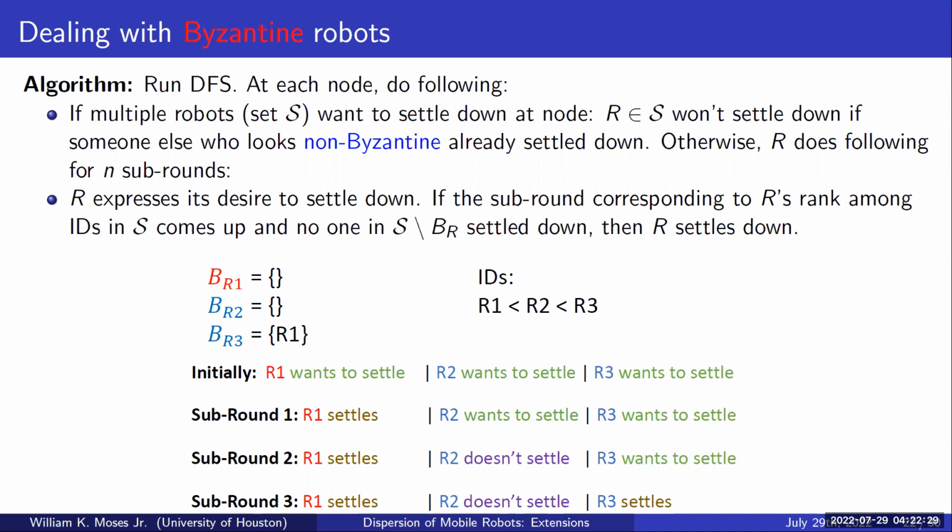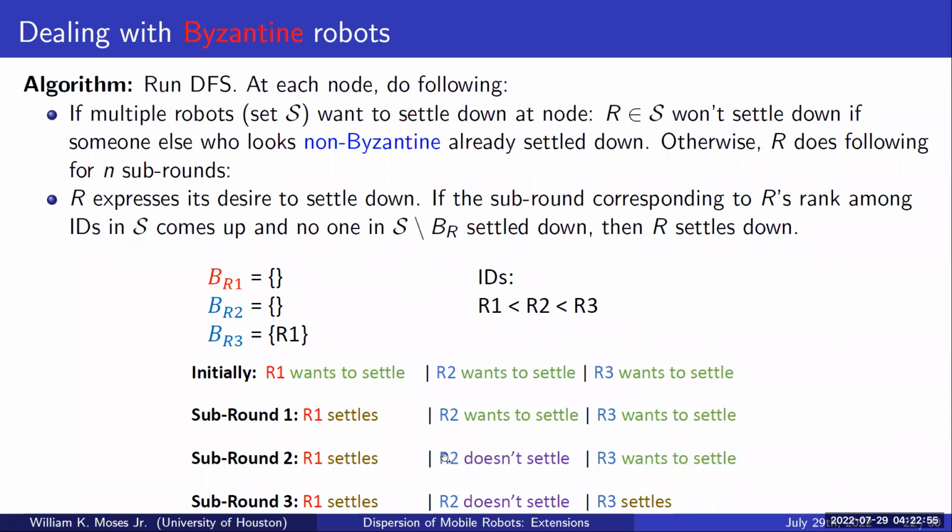If everybody who's claimed to settle is a Byzantine guy, or in other words, no one else has claimed to settle, then this guy will settle down. So more concretely, initially, all these 3 robots, one will settle down. In sub-round 1, R1 says, fine. And of course, these guys don't make a decision.